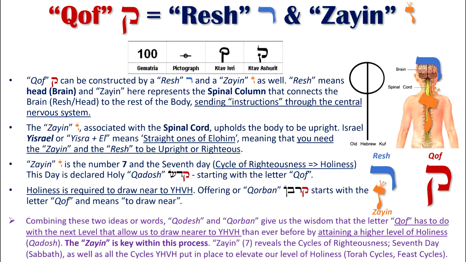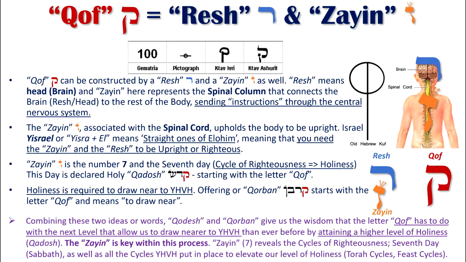We can also make a Goof when you connect a Resh and a Zayin. So it's the same concept, just two other letters that give the same idea. Now, the Resh means head and Zayin means sword. But Zayin also represents the spinal column that sends the instructions through the central nervous system to the rest of our body. So we see the Resh with the head, which is the brain or the mind, and we see the Zayin, the central nervous system that transfers the information from the mind to the rest of the body.